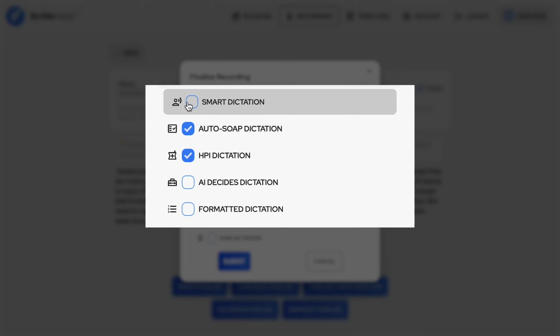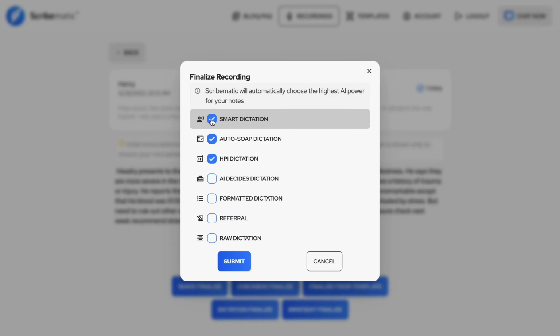That way, if the AI goes in a direction with the note that you don't like, you will have several options to save editing time. You can also dictate a referral letter here.